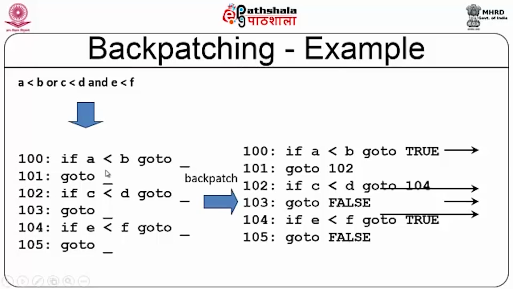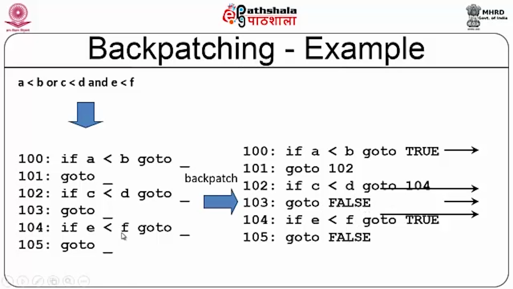Now, similarly, if C less than D is true, I have to evaluate E less than F. So, I will say here go to 104. If this itself is false, we know the ANDing of these two is also going to be false. So, therefore, that will evaluate to the expression's false. So, we will say here go to false. So, is the case for the next one.